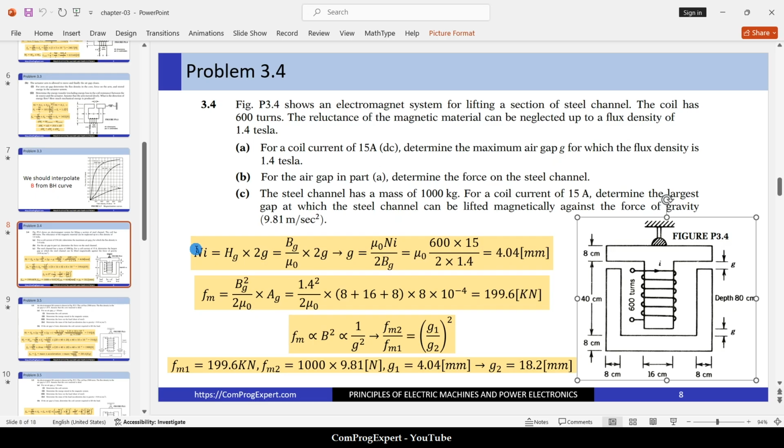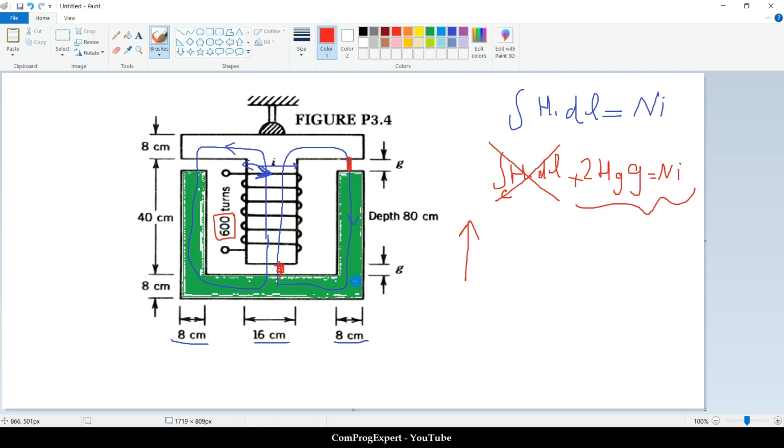The equation that we have here: Ni is H_gap, the magnetic field intensity in the air gap, times 2 times the air gap thickness. Yes, we have two air gaps in front of this flux line. This is important. Depending on the structure, you should detect the correct number.